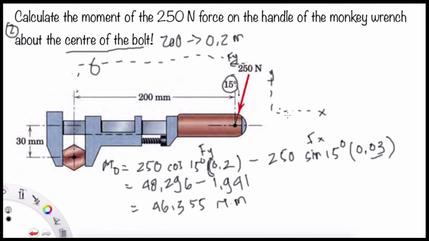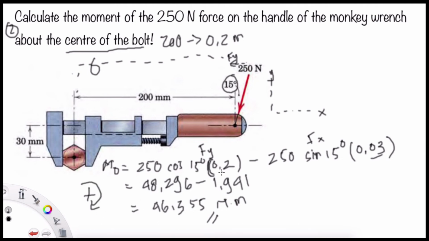So we project 250 Newton here times sine 15 degree and times 0,03. We will obtain 46,355 Newton meters. And maybe for this one, we have to know the sense of the movement. The sense of the movement in this case will be positive.